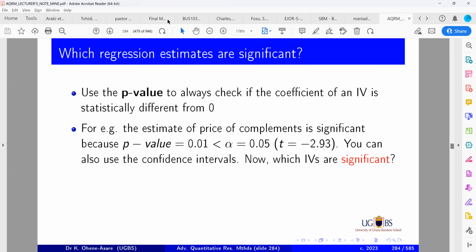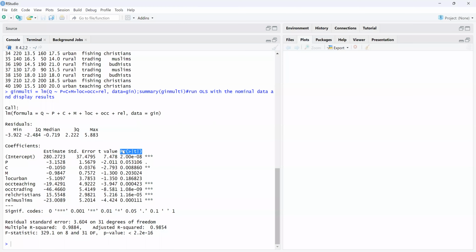So let's go and check each one of the p-values of the independent variables that we have. Ignore the intercept for now. Which of these independent variables have a p-value less than or equal to 5% for it to be statistically significant? Look at the price. The p-value for the price is 5.3%. So based on that, it's not statistically significant at the 5% level.